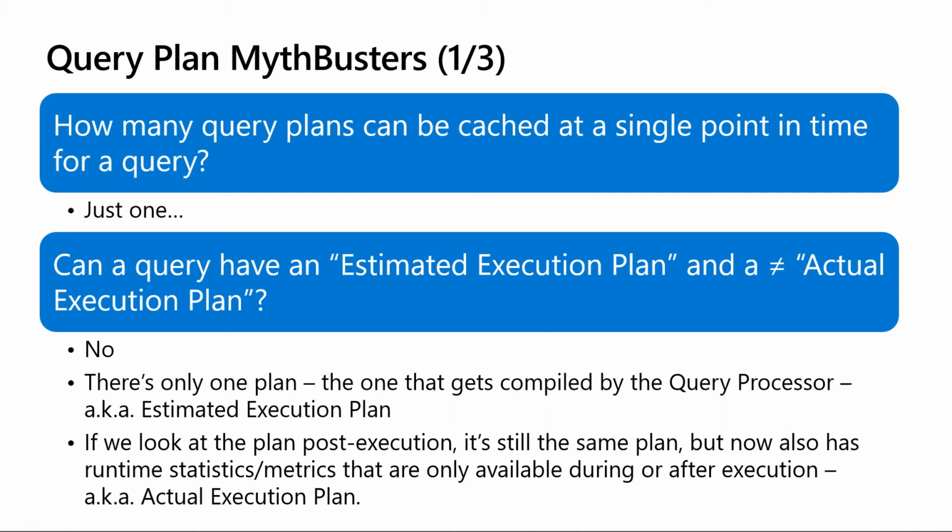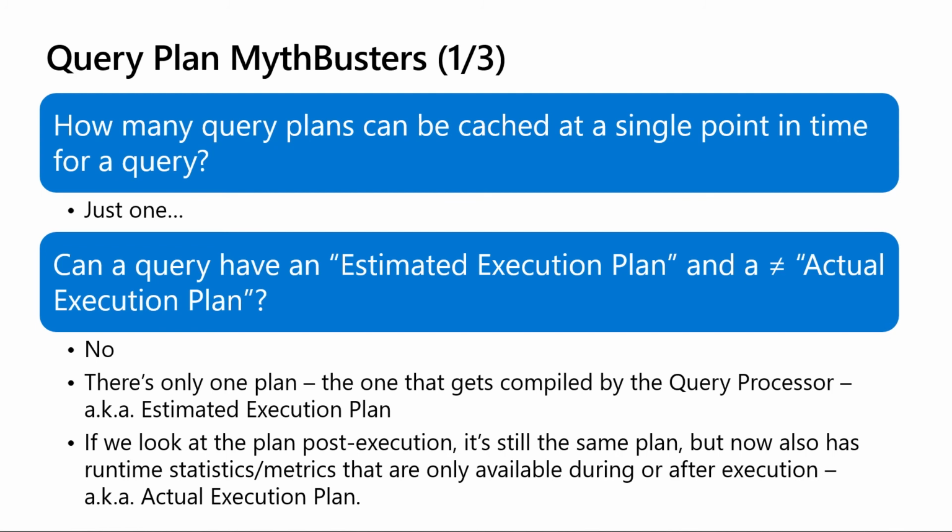We've seen today how to access the query plan in its various stages. So I think we can answer this first question by now. How many query plans can be cached at a single point in time for a query? Well, just one. There's only one plan. There's no more than one plan. Can a query have an estimated execution plan and a different actual execution plan? No.